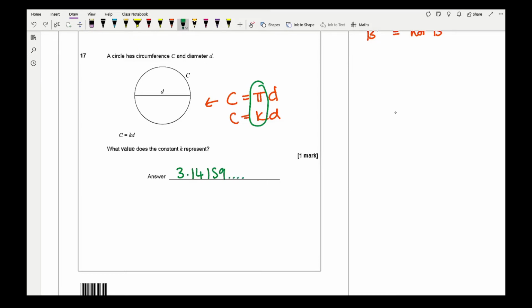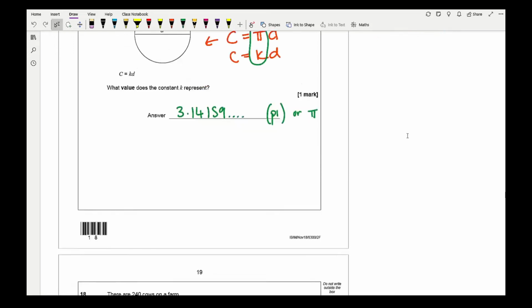Now the question is, could you get away with just saying pi? And looking at the mark scheme, they would allow it. So if you said pi or use the pi symbol, then that is absolutely fine as well. Obviously if you use 3.14, that's fine. You don't need to go crazy with the decimal numbers. That's entirely up to you.